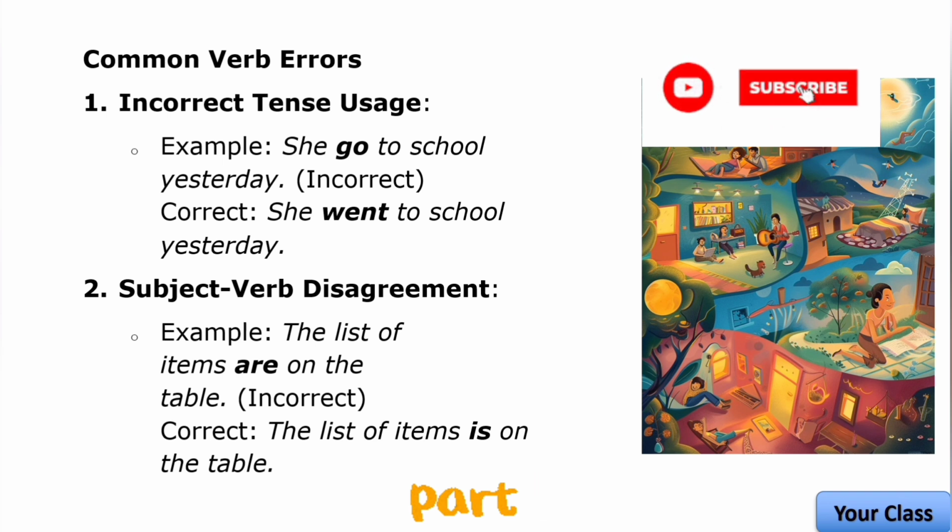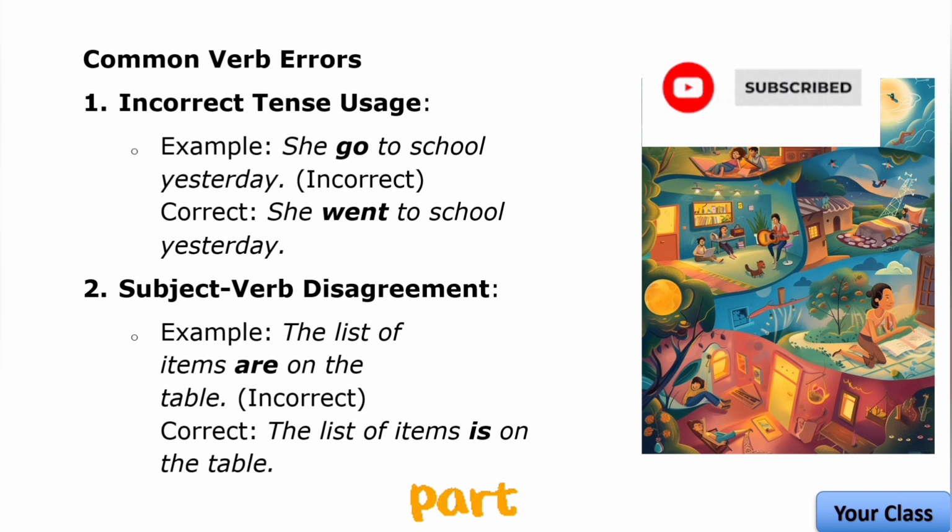The correct sentence is: She went to school yesterday. Now went is in the past tense, which matches the action happening in the past, yesterday. Number 2, subject-verb disagreement. Example: The list of items are on the table. Incorrect. The correct one is: The list of items is on the table.